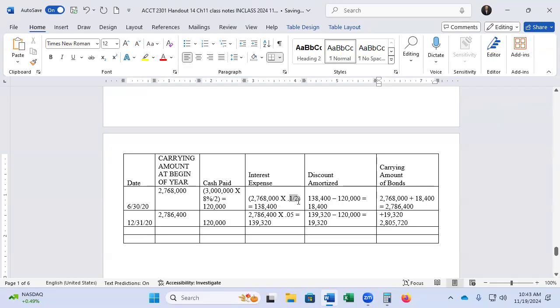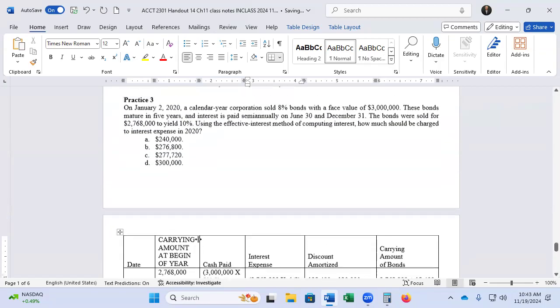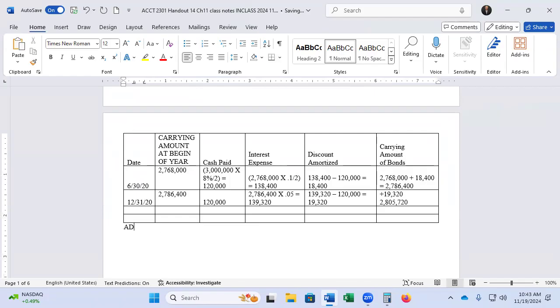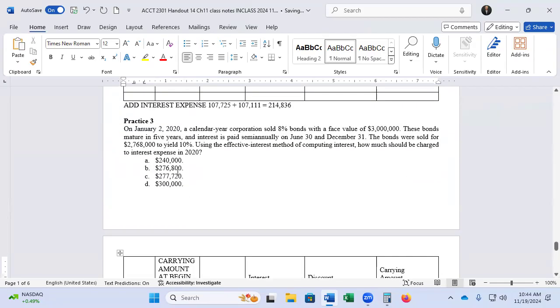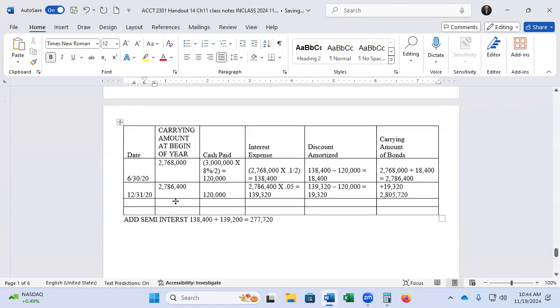That was the 0.1 divided by 2. And so we want the interest expense amount. So we add semi-annual interest. We had 138,400 plus 139,320. And that equals 277,720. Or answer C. Any questions?